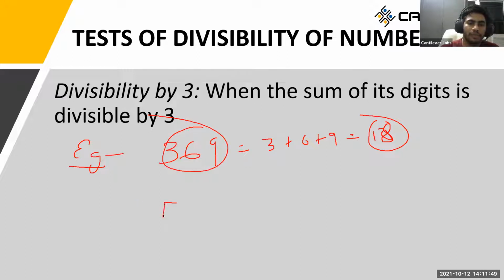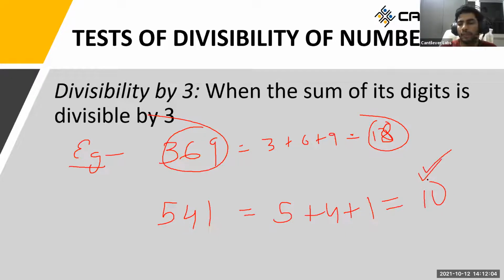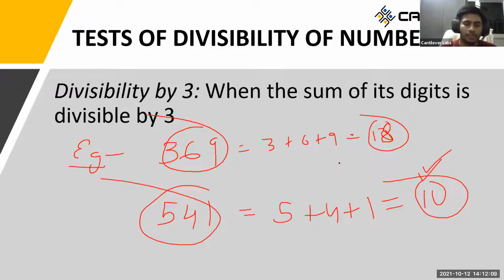We'll take another example, 541. Here, if we add it up, 5 plus 4 plus 1, this gives us 10. So 10 is not divisible by 3. Since 10 is not divisible by 3, 541 itself will also not be divisible by 3. There is also a catch, which we'll learn in the remainder theorem, but we'll see a glimpse of it: when you divide the sum, if you get a remainder, then this usually suggests that the number is not divisible by 3.